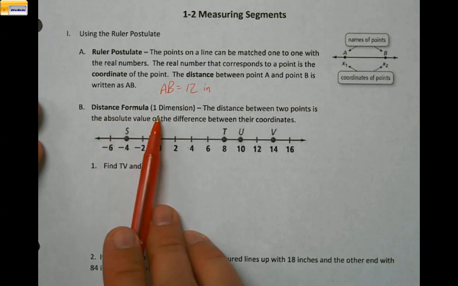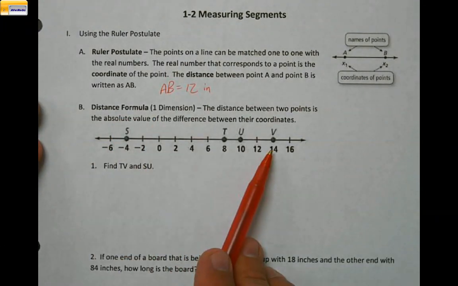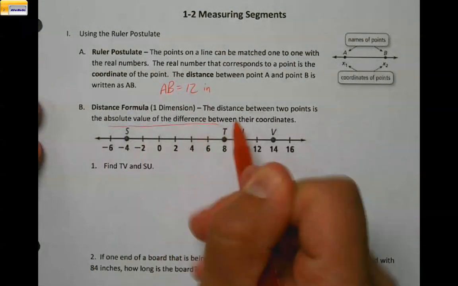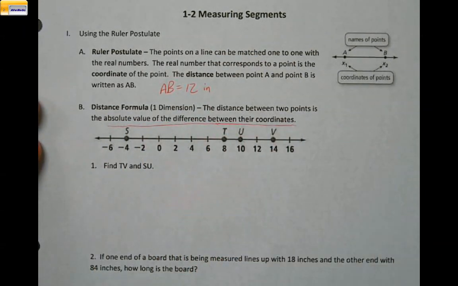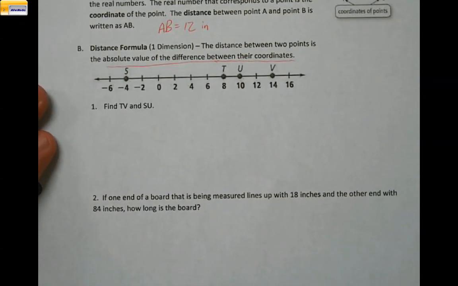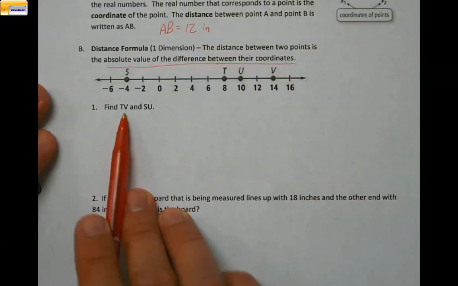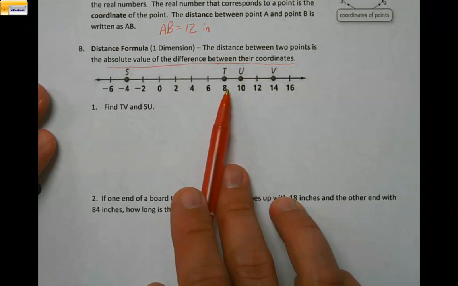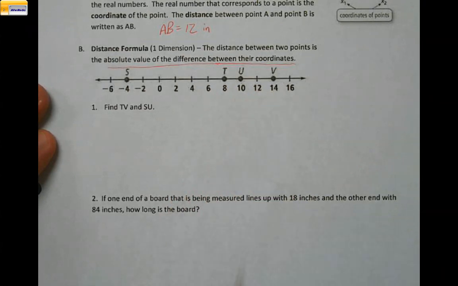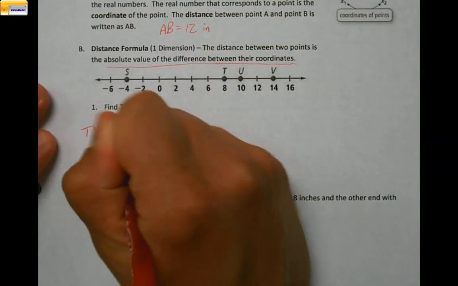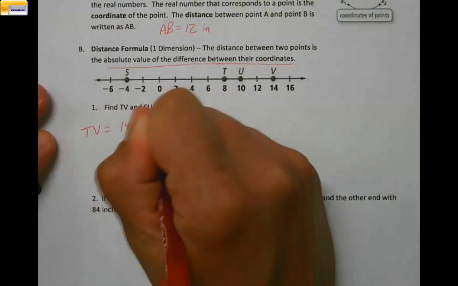When we're just thinking one dimension on a number line, then it's pretty simple. We just subtract one from the other. The technical definition is the absolute value of the difference between those coordinates. I want to explain a little bit what that means. So if we look at this example and they're saying find TV, that's the distance from point T to point V. And we can see that we have put it on a number line. We know that one of them is at 8, the other one's at 14. And typically to find that distance, we would just say TV equals 14 minus 8. And we would get 6.